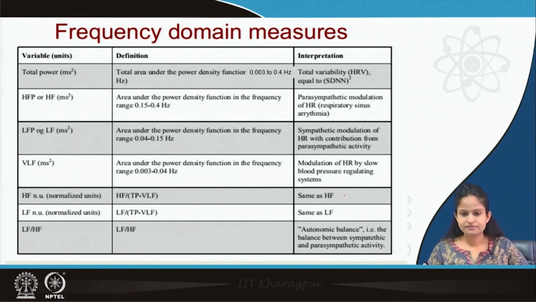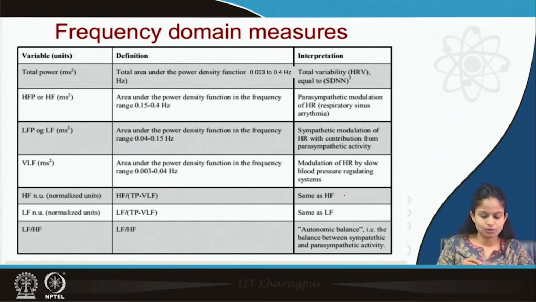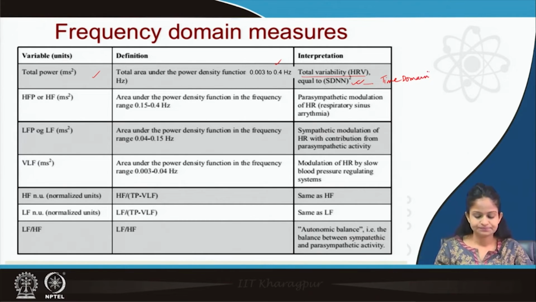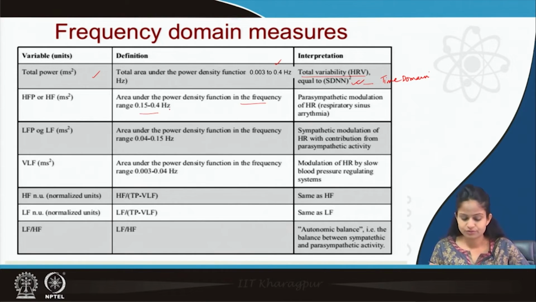So, frequency domain measures in a nutshell: total power, the area which lies under the power spectral density of 0.003 to 0.4, gives the total variability or the total activity of the autonomic nervous system, and it is equivalent to the SDNN of the time domain. This SDNN is a time domain measure. And high frequency is the frequency range from 0.15 to 0.4 Hertz. This table you have to remember.